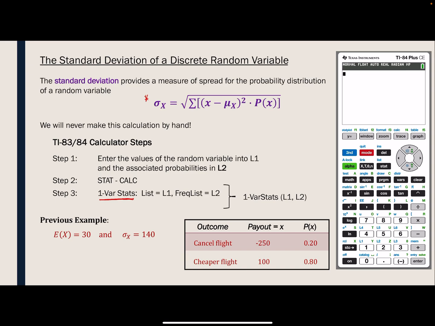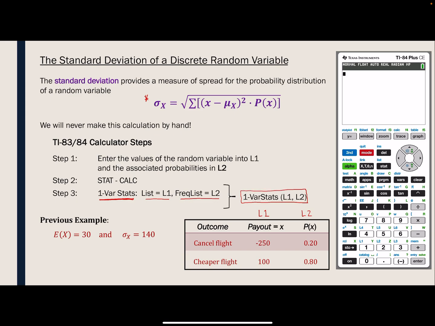So now we have a frequency list. So you want to put the x values into L1 and the probability values into L2. The list then will be L1 and the frequency list, the weights, will be L2. If you have an older calculator, you're going to put in the one variable stats command and then you're going to put parentheses L1 comma L2 and close the parentheses.